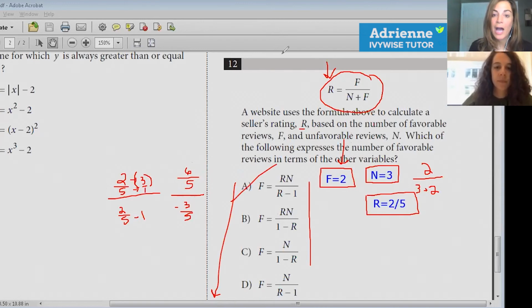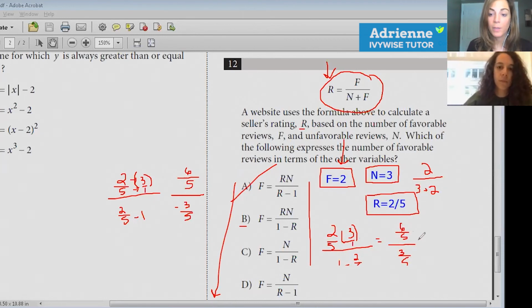And now we're going to try B. So let's take our R of 2/5 times our N of 3, and we're going to divide by 1 minus 2/5. So let's do a little bit of math over here. We said 2 times 3 was 6, 5 times 1 was 5. So you have 6/5 divided by 1 minus 2/5, which is going to be 3/5. And then when we divide fractions, we actually multiply by the reciprocal. You might remember that from Algebra 1. So I'm going to multiply this by 5/3.